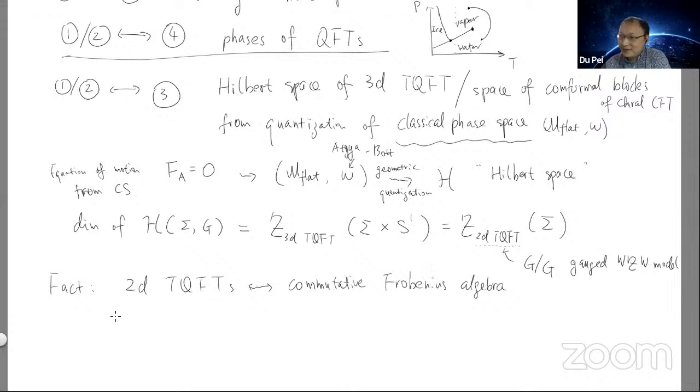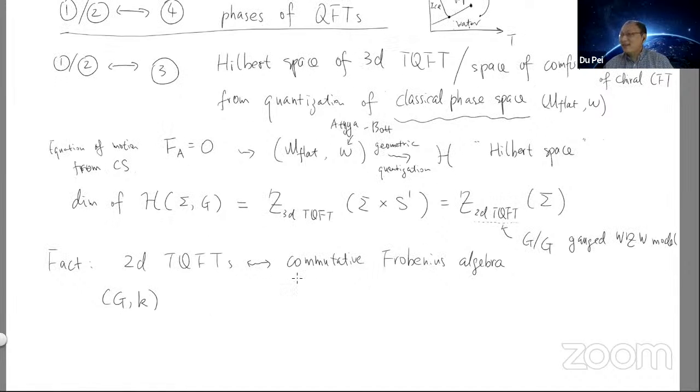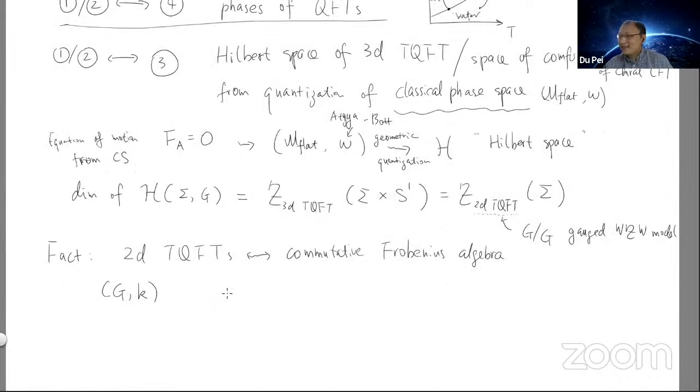So therefore, for us, if we start with the initial data that is specified by the choice of G and the level K, this will be translated into a commutative Frobenius algebra that is specified by the following data.